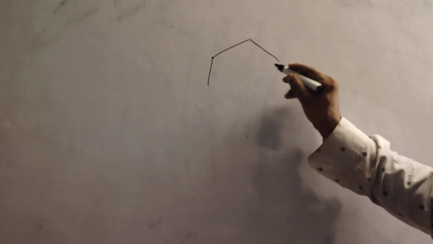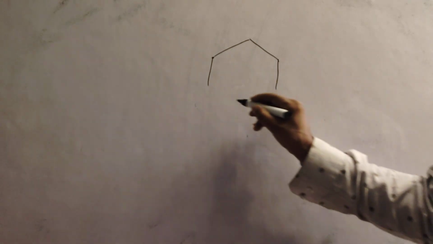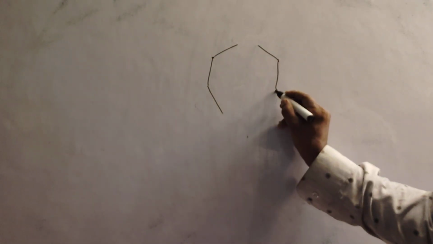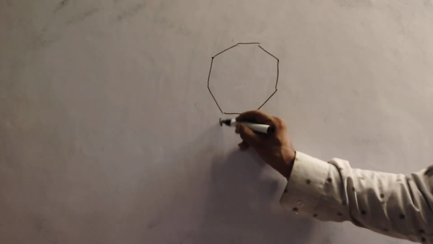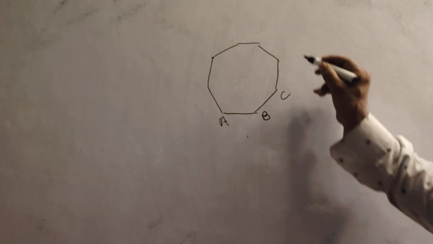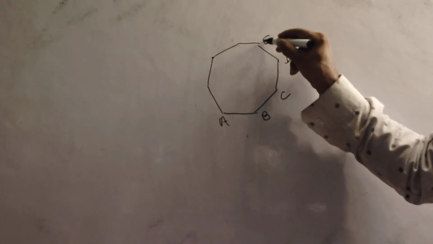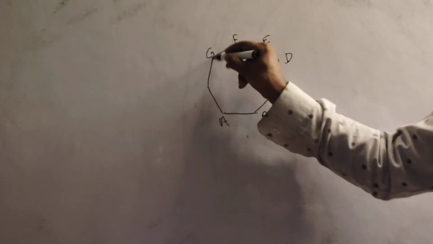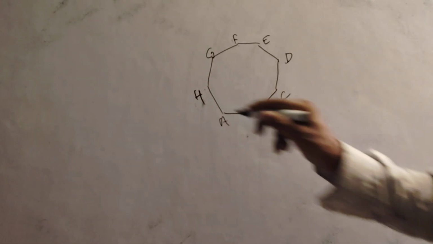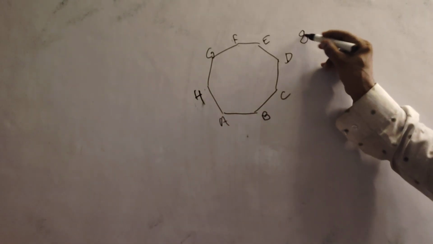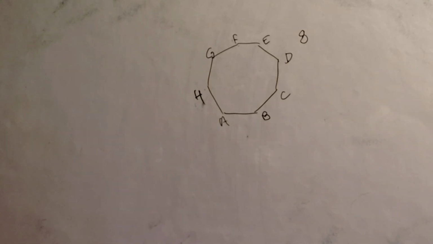In that case, this is an octagon: A B C D E F G H. Similarly, in a heptagon or 7-sided figure we can find out, and in a 9-sided figure also we can find out.